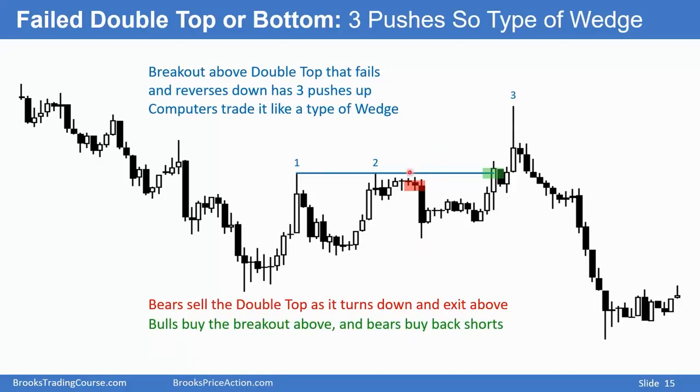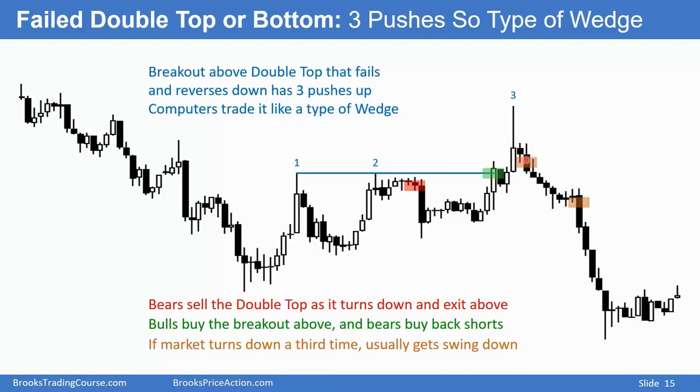And a lot of them will put their stop just above the double top, and they'll get out here as the market is going above the double top. The bears will buy back their shorts, and the bulls will buy as well. The bulls see it as a bull breakout above a double top, and they expect a measured move up. However, the market then reversed down, a big tail, and now a bear bar.